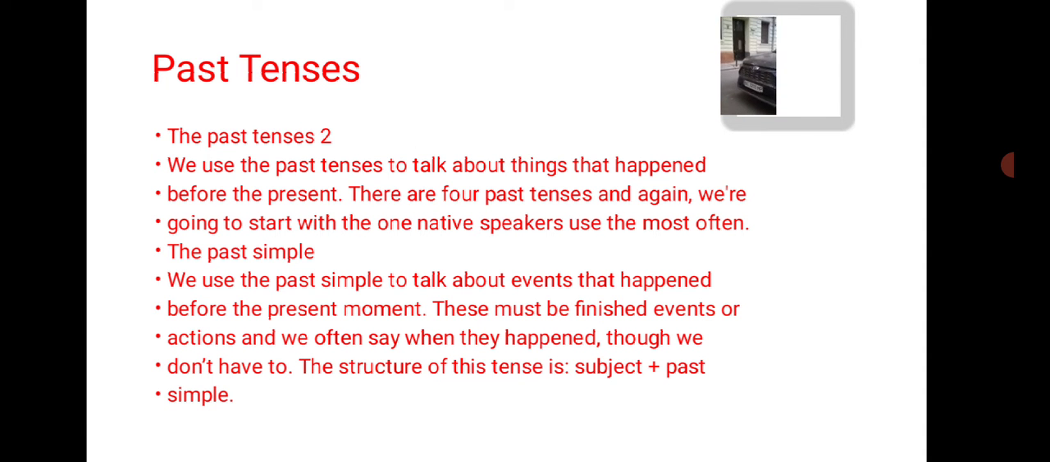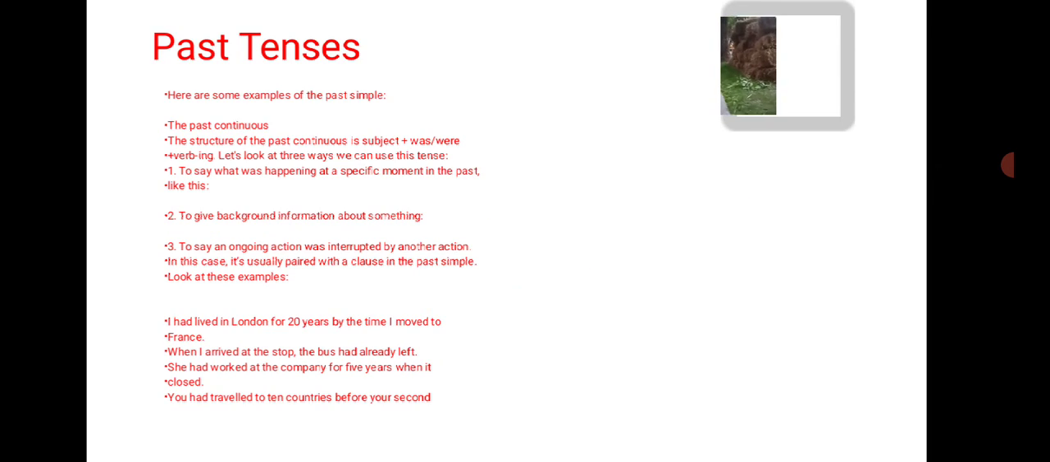Next, we go over the past tenses, and we use them to talk about things which were continuous for some period of time, or were done somewhere in the past. For example, anything which happened before the present is considered to be past, and it's subject plus past simple.